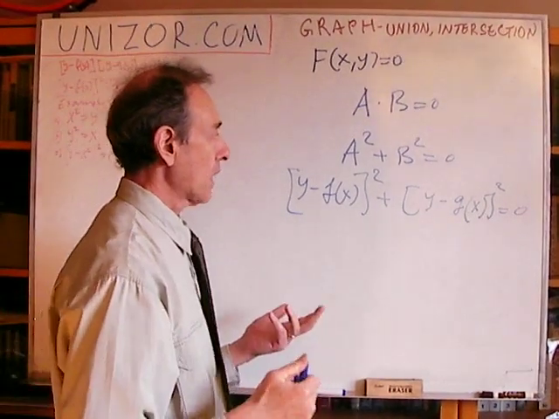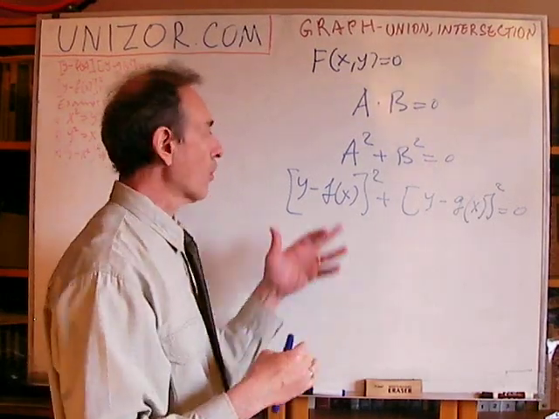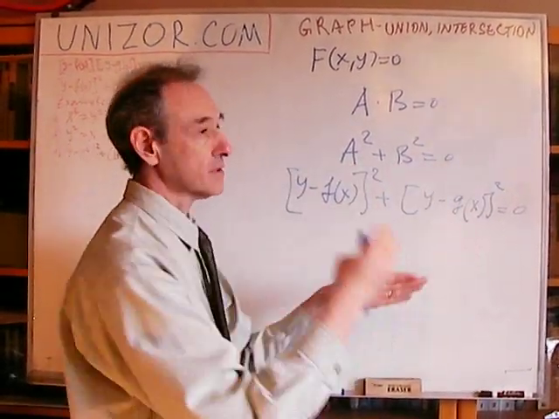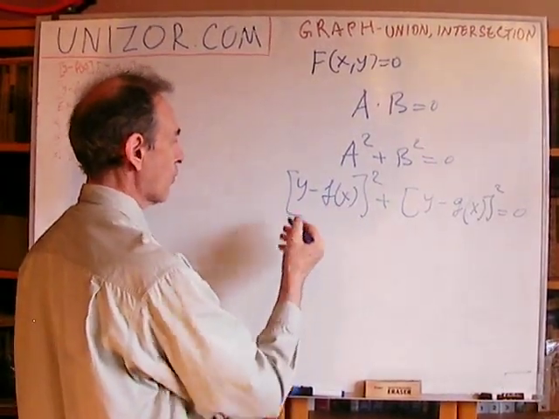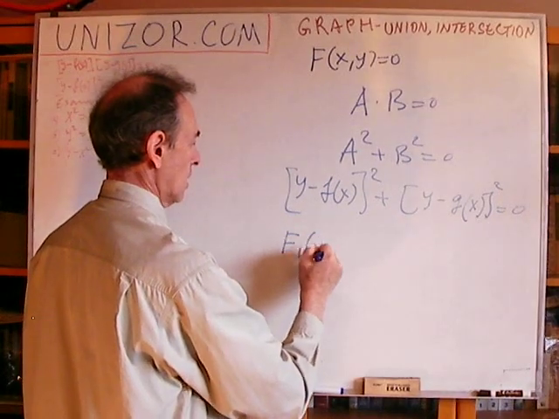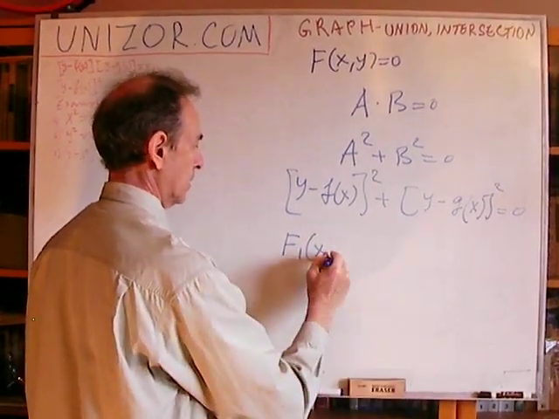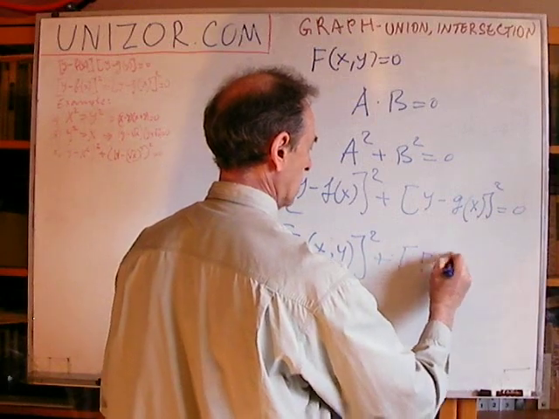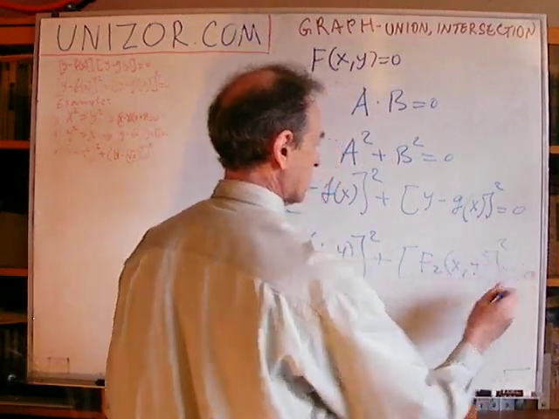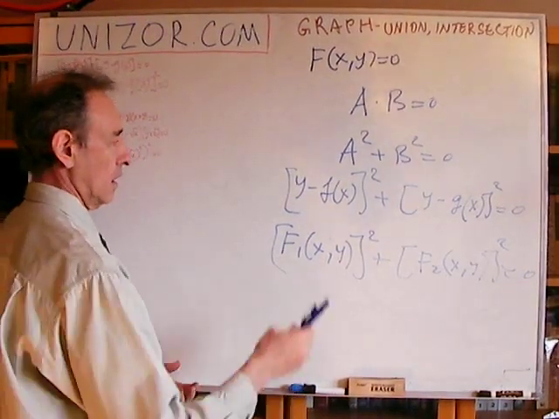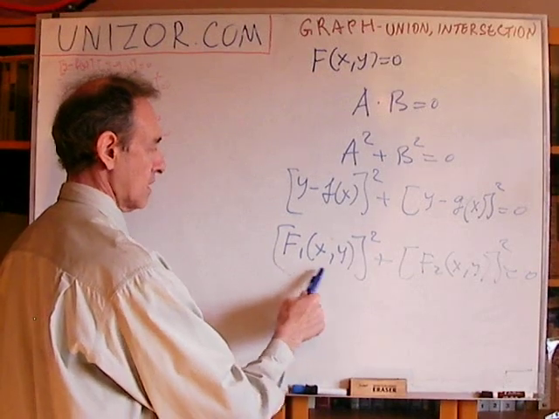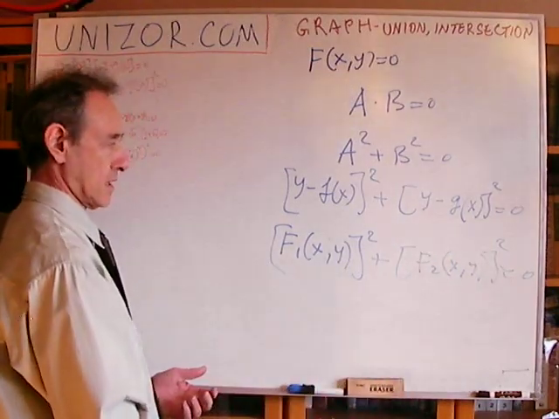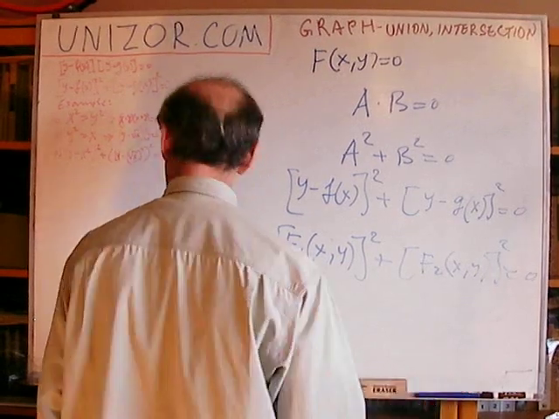So, how to draw something like this? Well, first you draw the left part, then you draw the right part, and then intersect them. And obviously the same thing is true for a more general representation: f1 of x, y squared plus f2 of x, y squared equals 0. So obviously this also is an intersection between this graph, f1 of x, y is equal to 0, and this graph, f2 of x, y is equal to 0. So that's what it is.